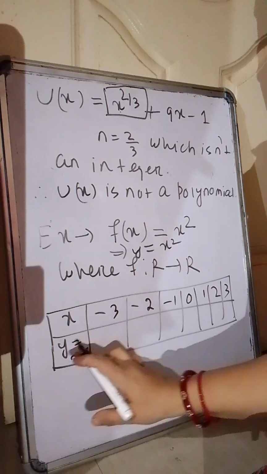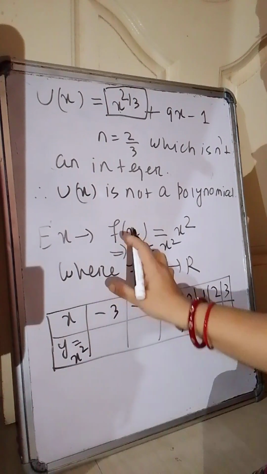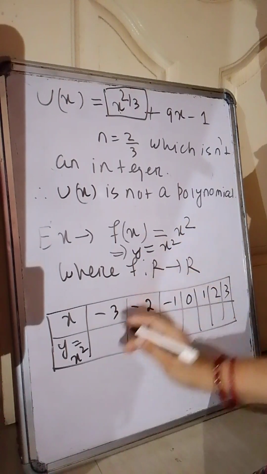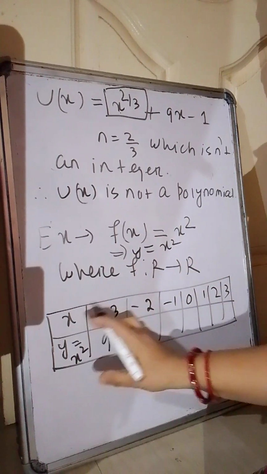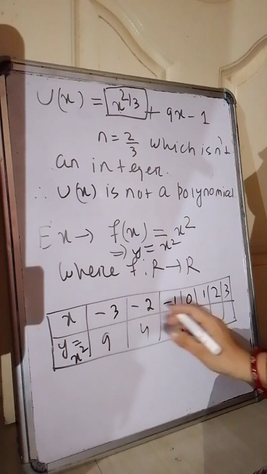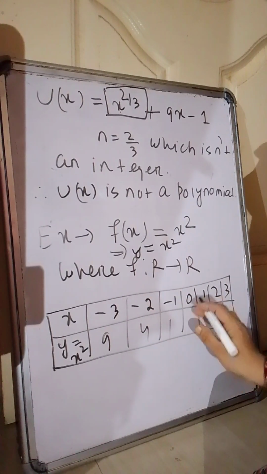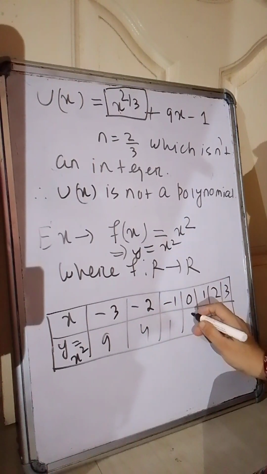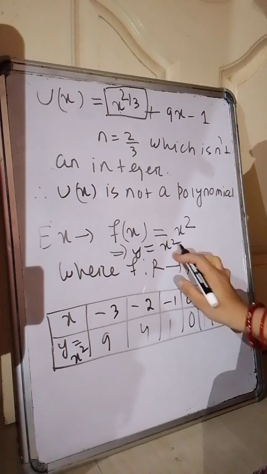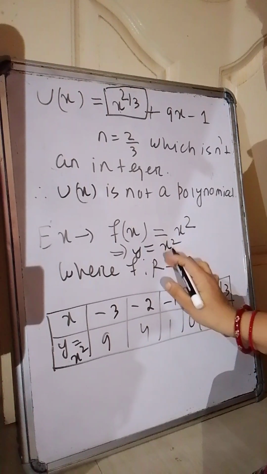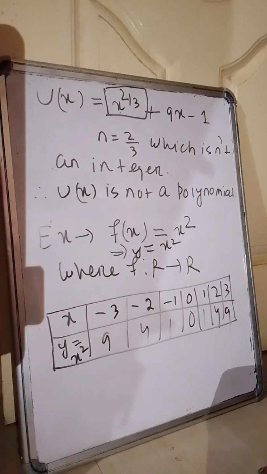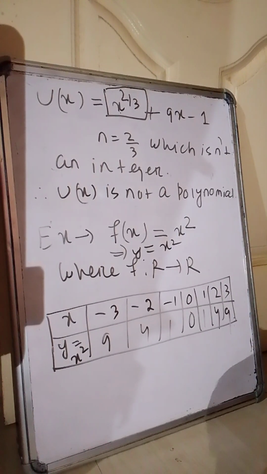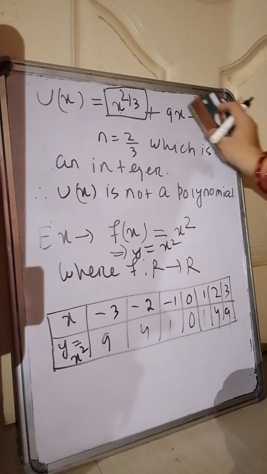If x equal to minus 3, what is your y value? Means f of x value, f of x equal to y, that is x square, so it is 9. When x equal to minus 2, it is 4, x equal to minus 1, its square is 1, x equal to 0, y is 0, x equal to 1, also 1, when x is 2 it is 4, when x is 3 it is 9. So based on these tabular values, these x and y ordered pairs, you can draw the graph now.